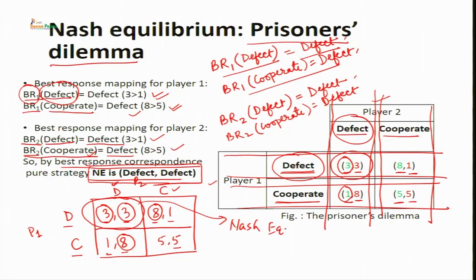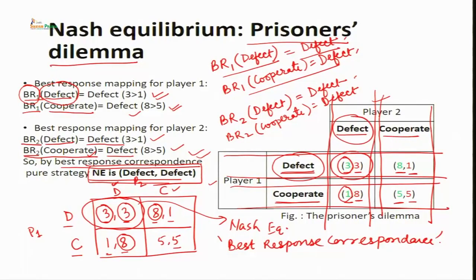So, this is called best response correspondence. As I already told you, it is where the best responses of both players meet or converge. What does that mean? That each player is playing a best response against the other. Okay. So, this is how we define it.